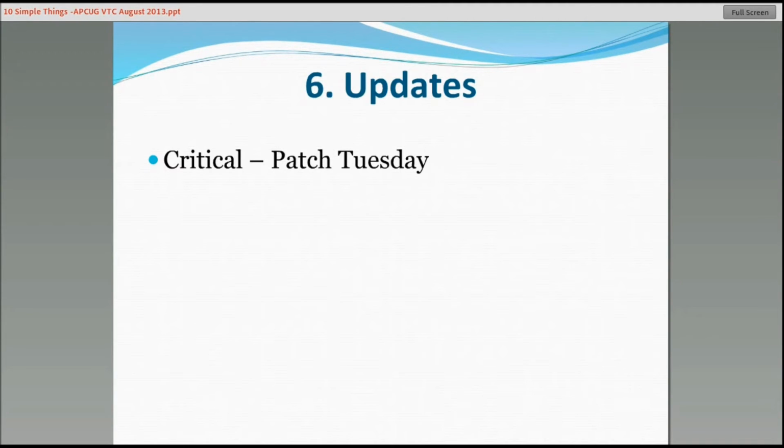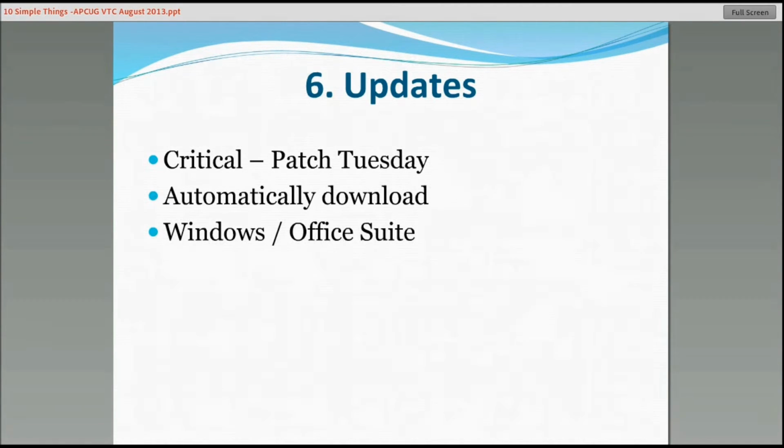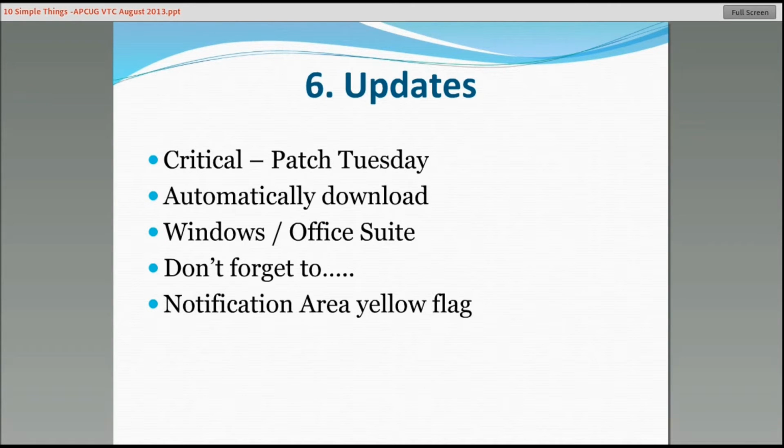Critical is Patch Tuesday updates. You know how people don't like Microsoft, and they're always coming up with malware and everything, where they need to patch it. So we automatically download it. It goes for the Windows program of our choice, 7, 8. It downloads patches for the Office suite, but a lot of people forget to install it.